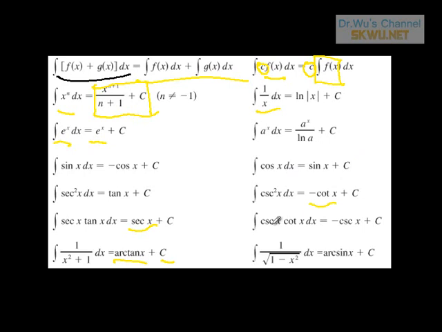When we have cosecant x cotangent x multiplied together and we integrate this function, we will have negative cosecant x plus a constant. When we have 1 over the square root of 1 minus x squared and we integrate that, we will have arcsine x plus a constant.